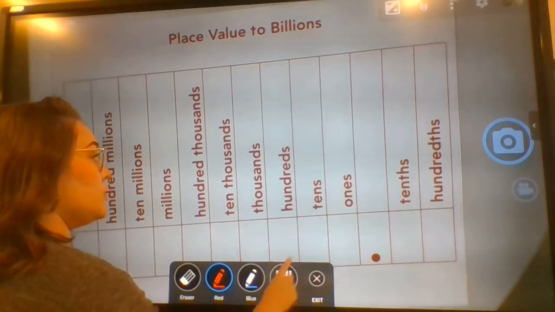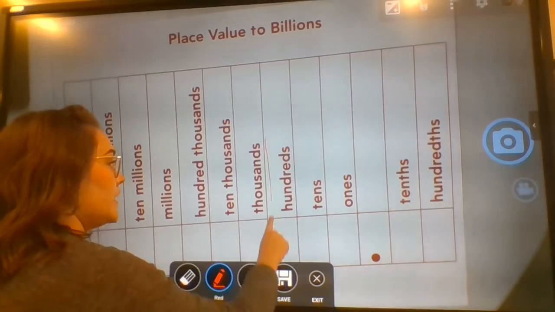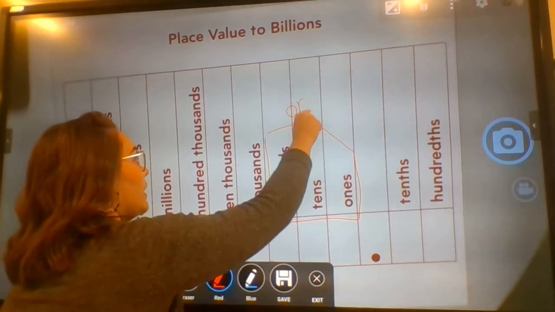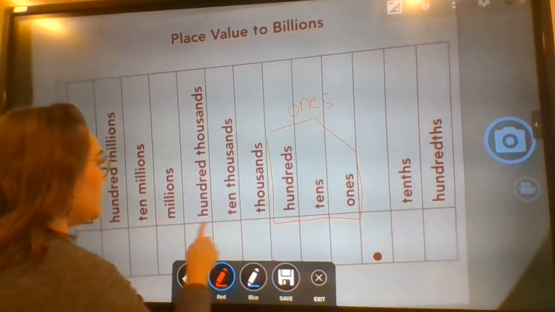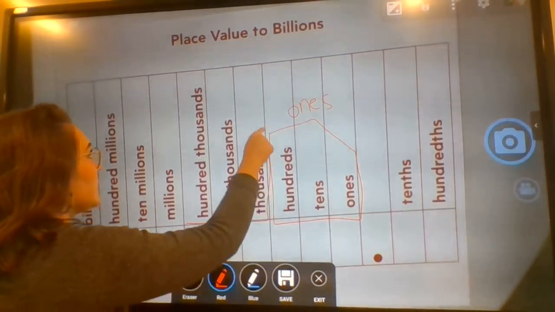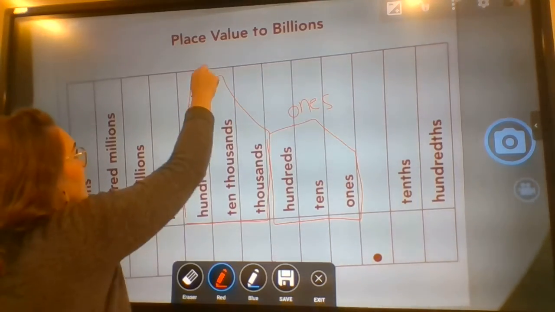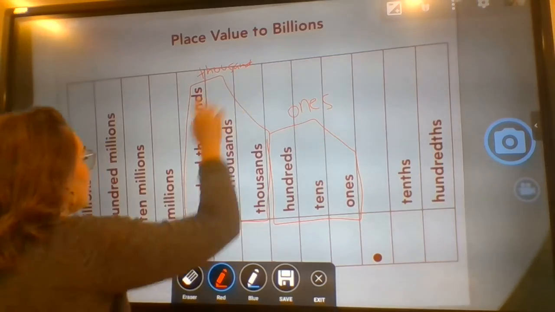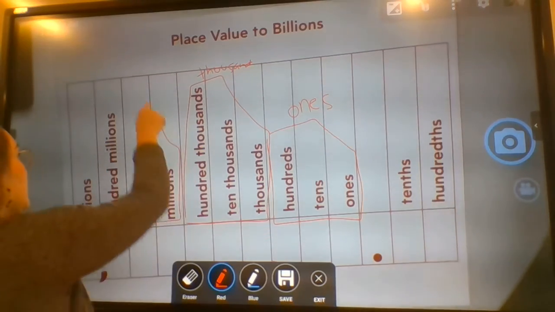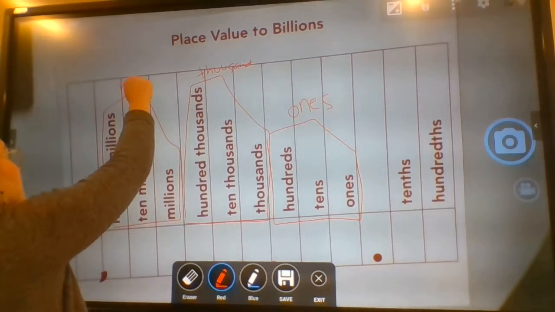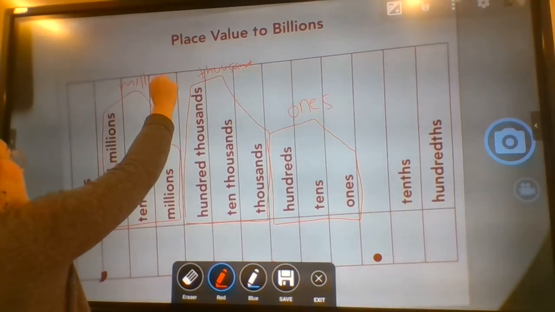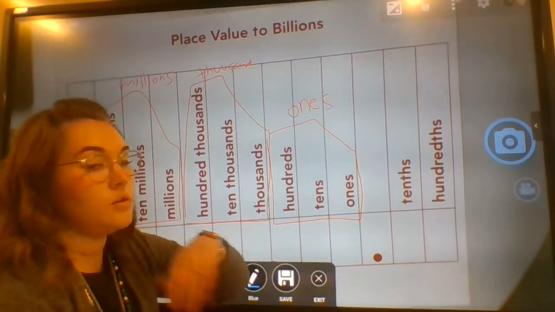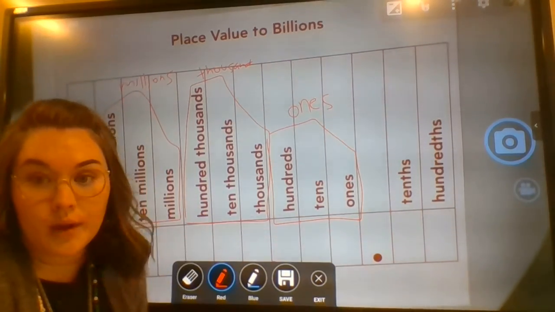Then when we get to this, we have 1, 2, 3. We know that this is our ones house. We know that this is our thousands house. This is our millions house. And then we know we have our billions at the very end. And this is new in the 4th grade.